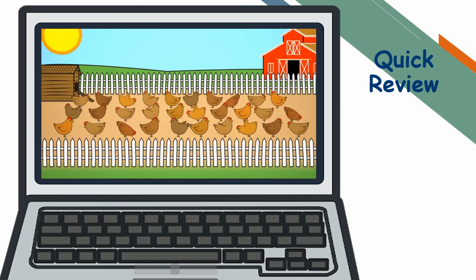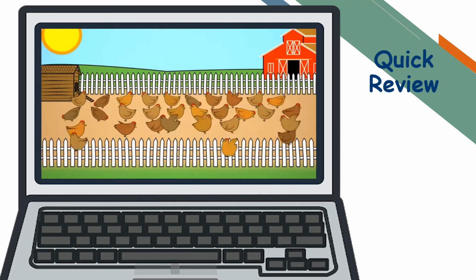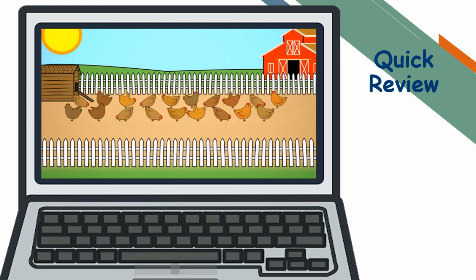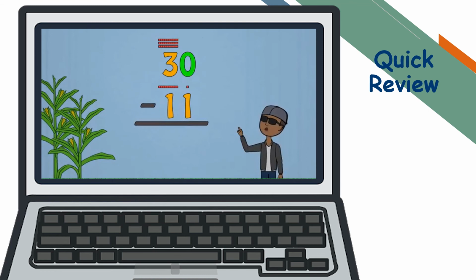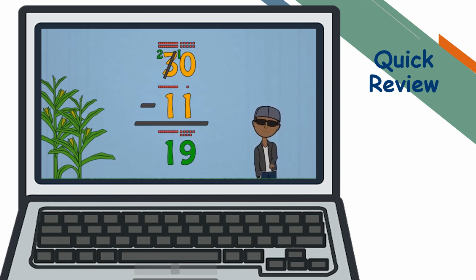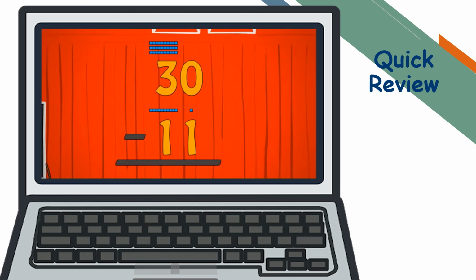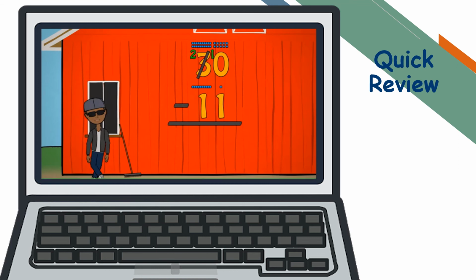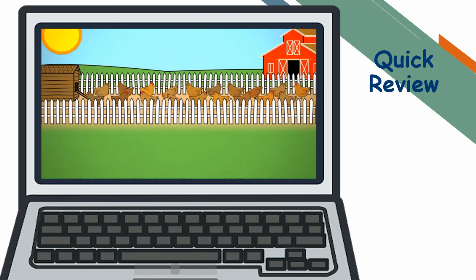Hens were hanging in their chicken pen. 11 of them suddenly jumped over the fence. How many hens remain in the pen? To figure out the difference, we use subtraction. I say 0 minus 1 can't be done, cause the top number's smaller than the bottom one. So we regroup a 10 into 10 ones. When the top number's smaller in subtraction. 19 hens remain in the pen.